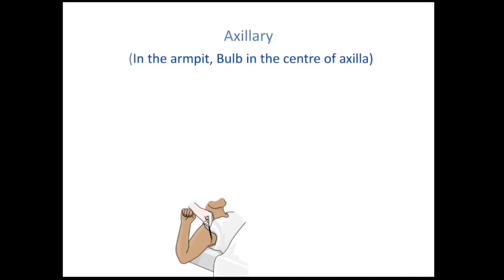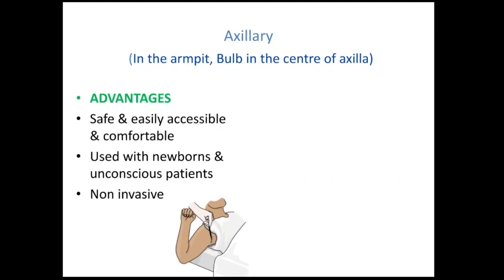Next is axillary temperature monitoring. The thermometer is placed in the armpit of the patient, that is, the bulb should be in the center of the axilla. So what are the advantages? It is safe, easily accessible and comfortable for the patient. It can be used with newborns and also unconscious patients. It is a non-invasive procedure, so there is no exposure to body fluids.